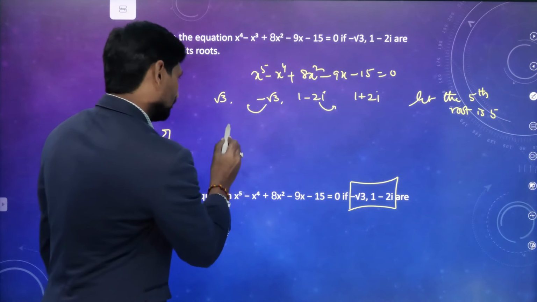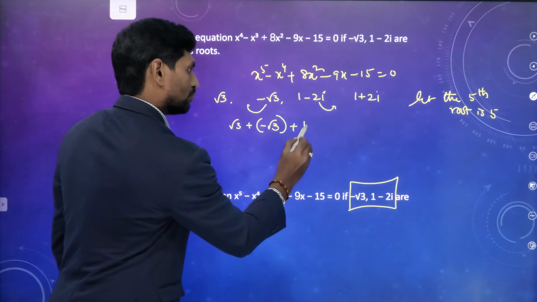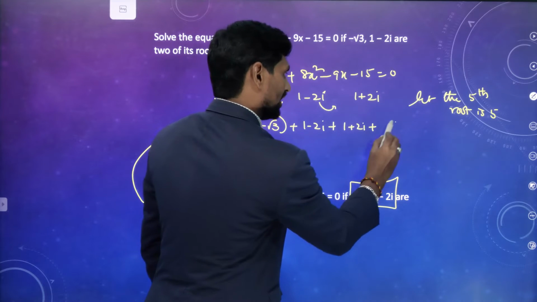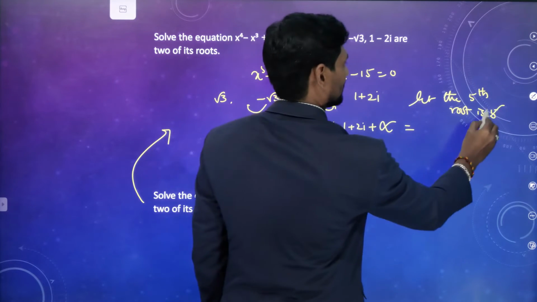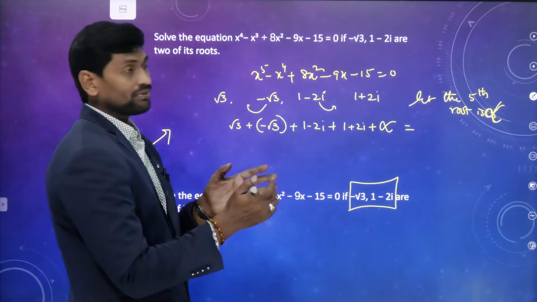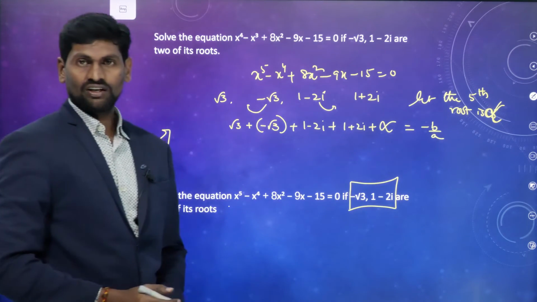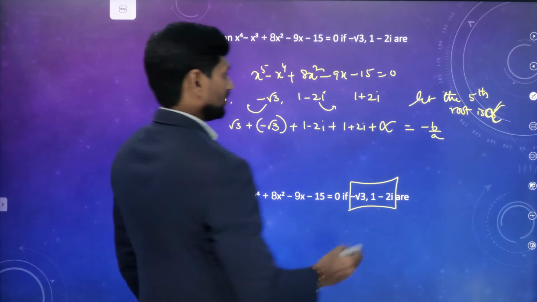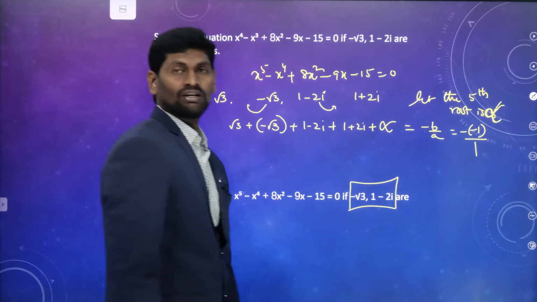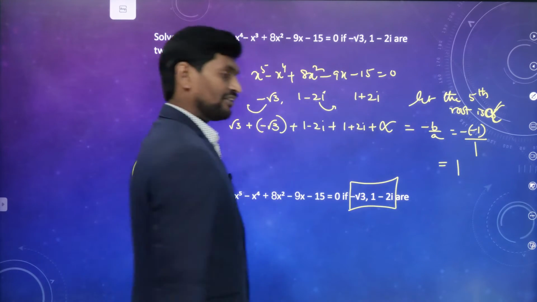Okay. Now first root, root 3 plus minus root 3 plus 1 minus 2i plus 1 plus 2i plus alpha. Fifth root is, let us take alpha. Is equal to, what is the sum of roots formula? Minus b by a. Second power coefficient, what? Minus 1. So minus of minus 1 by a value also 1. Minus 1 of minus 1 means plus 1. 1 by 1 value is 1. Here we got the answer 1.